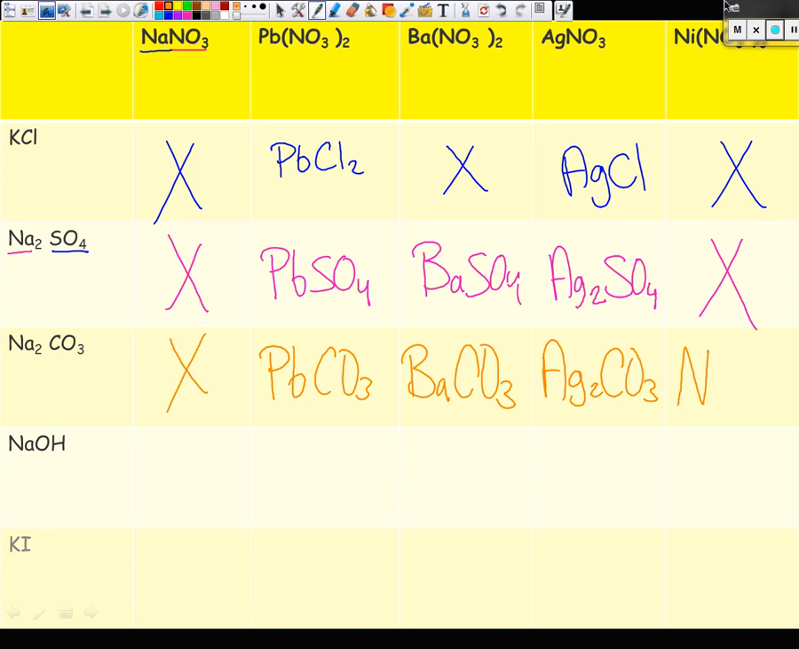I can't see what this is. What is this? What is that? Nickel 3? All right, so Ni2CO3. Yeah, that was really bad. My bad. Okay. All right, what about sodium hydroxide and sodium nitrate? Nothing. Lead nitrate and sodium hydroxide. Very good. PbOH2. What about barium nitrate and sodium sulfate?